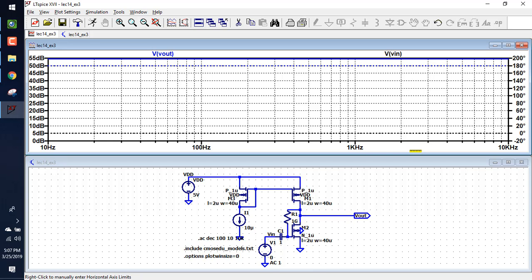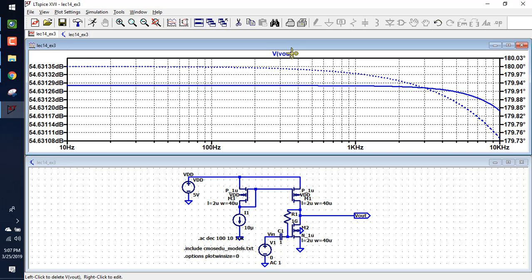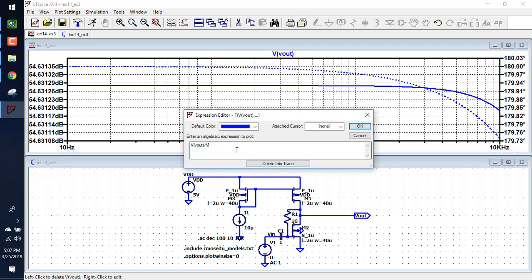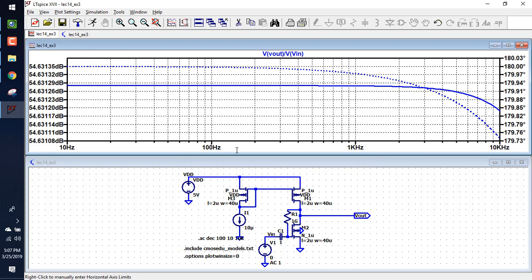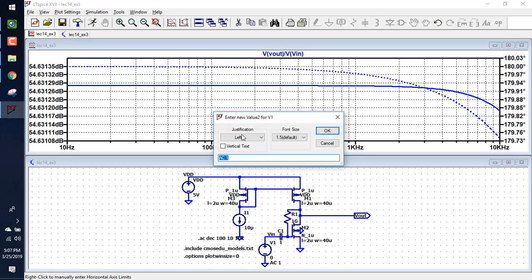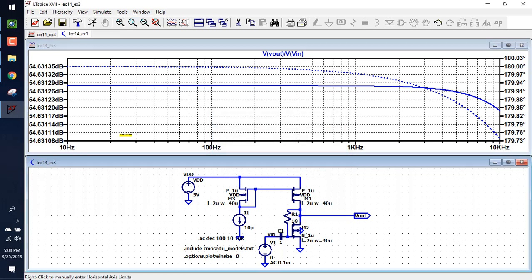Well, because I put 1 volt in. So here, let me show you. Let's make sure we understand that. So let's get rid of this, and then let's put here, divide by V of V in, and plot, and it's exactly the same. Now, if I hit save, and I go back here, and I put what I had before, which was 0.1 milli, and I go OK, and I save it, and I run it. Looks exactly the same because I'm plotting a ratio, right?